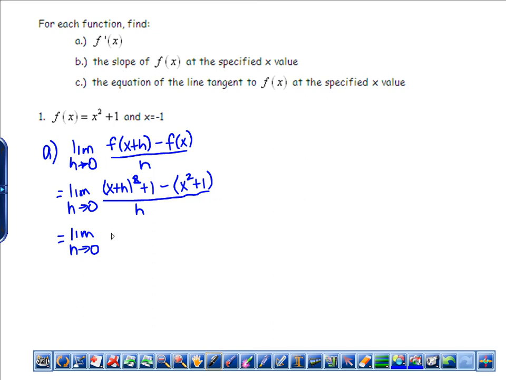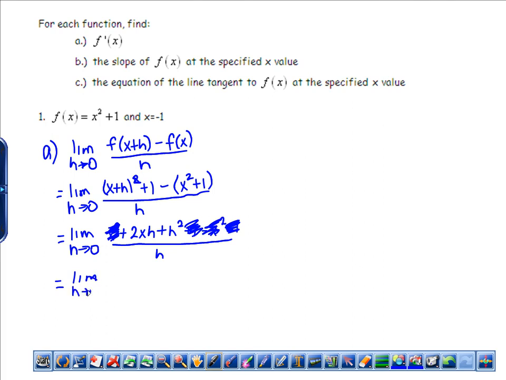So I need to multiply x plus h times x plus h. That's going to give me x squared plus xh plus xh when I multiply all that out. So 2xh or 2hx, it doesn't really matter, plus h squared plus 1 minus x squared minus 1, and again over h. So notice now that we have some things canceling. The x squareds cancel, the minus 1 cancels with the plus 1, and what you have left you can factor so that you can simplify.